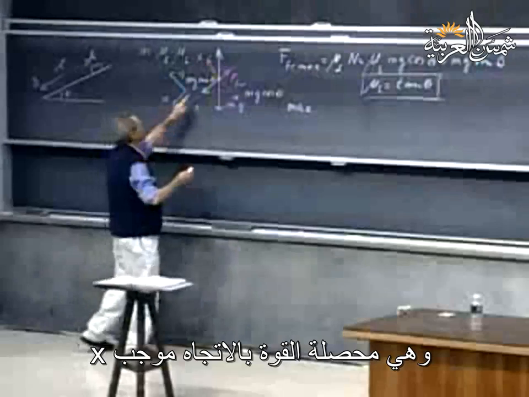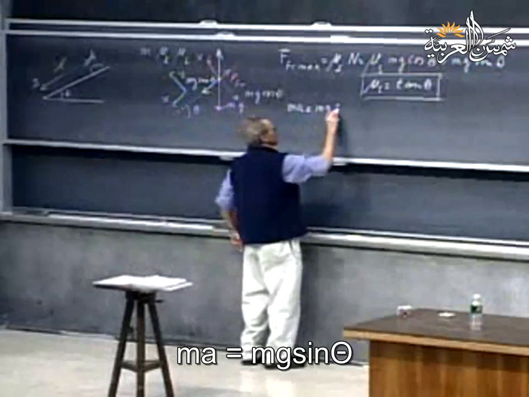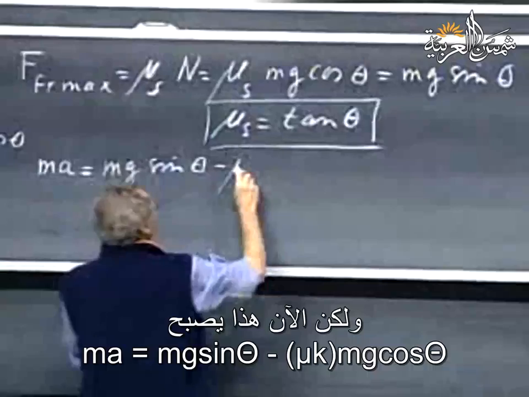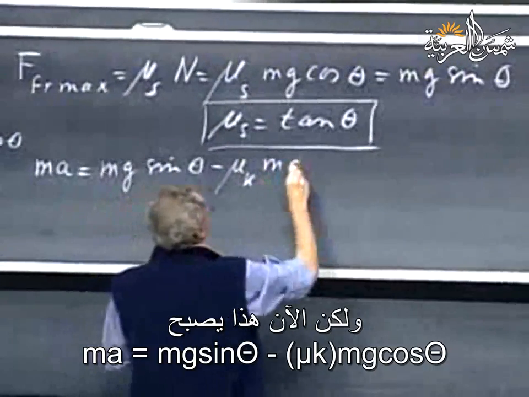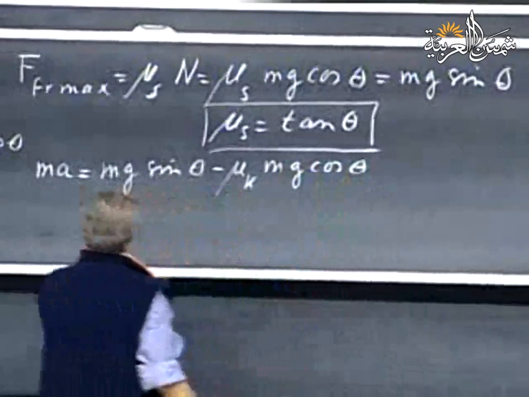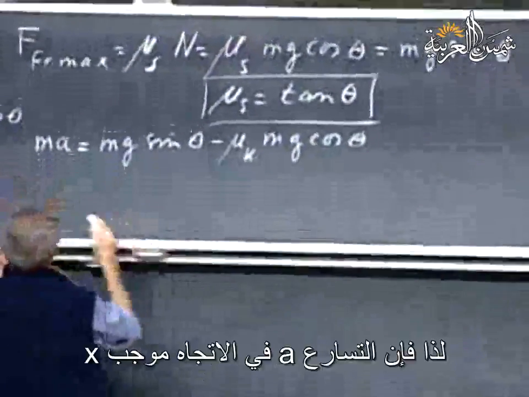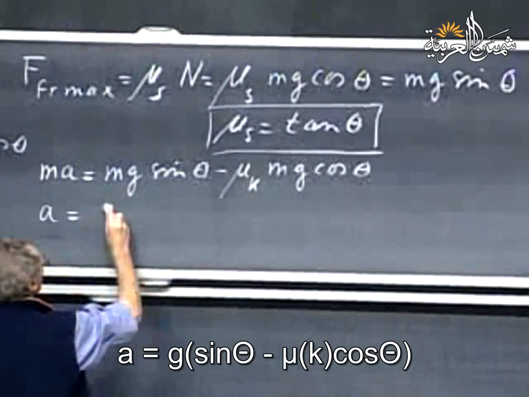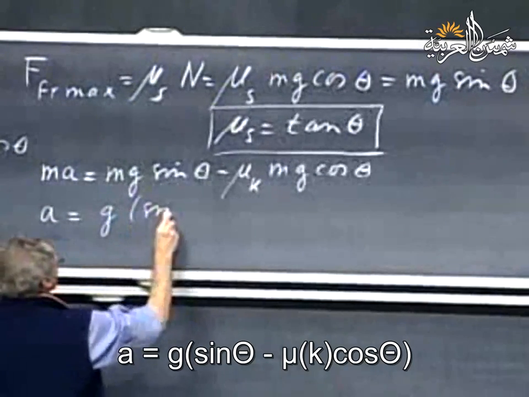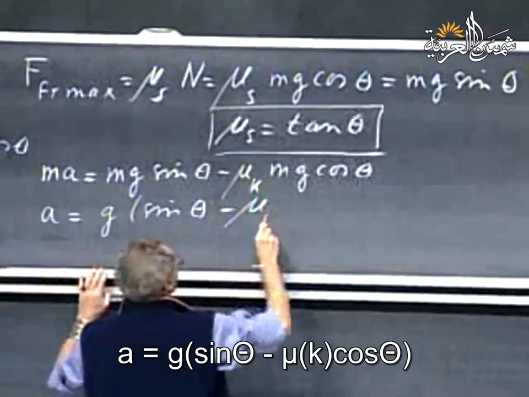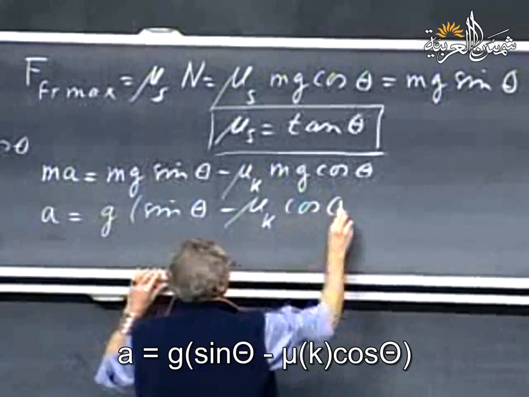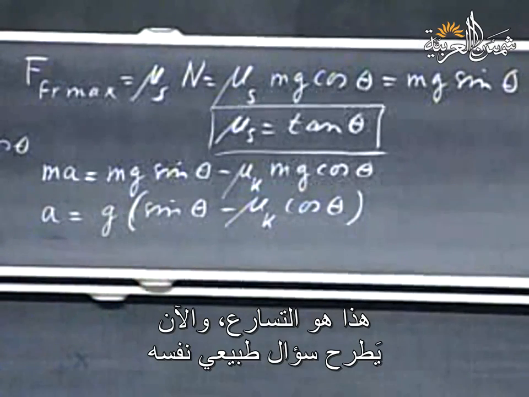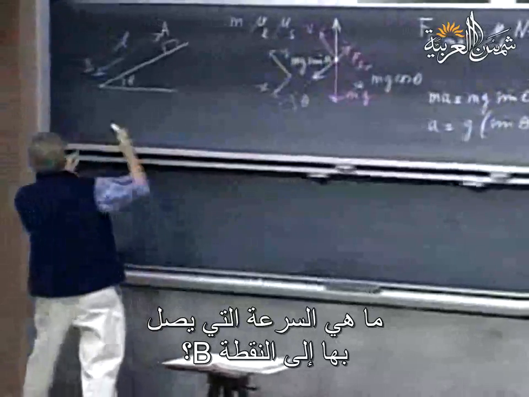in the positive x direction, would be equal to mg times the sine of theta minus the frictional force, but now this becomes mu k mg cosine theta. I lose my m, and so the acceleration in the positive x direction, that's the way I defined positive x direction, equals g times the sine of theta minus mu k times the cosine of theta. That's the acceleration. And now a natural question would be, what is the speed at which it reaches point B?